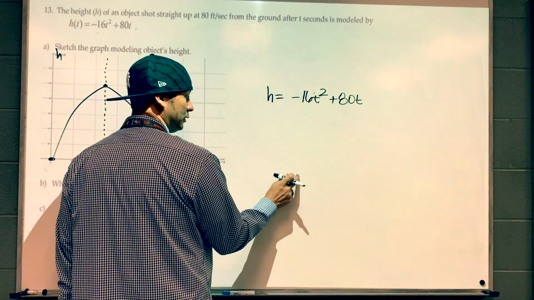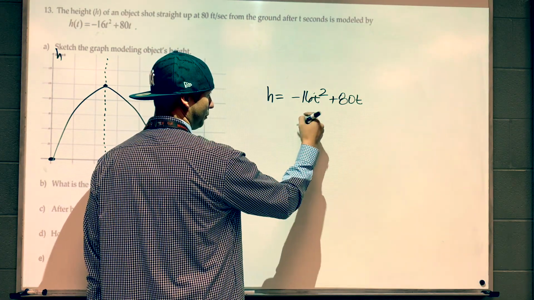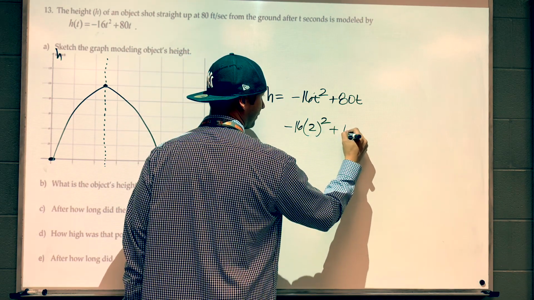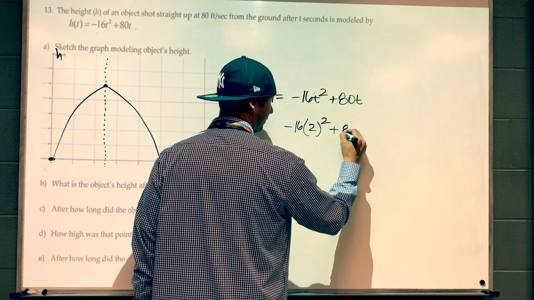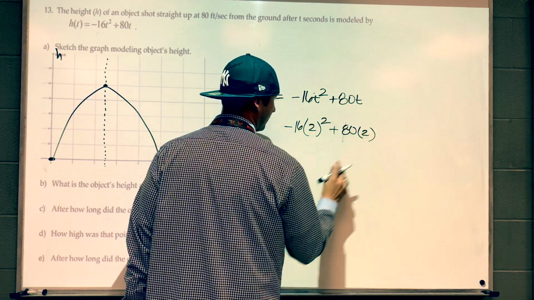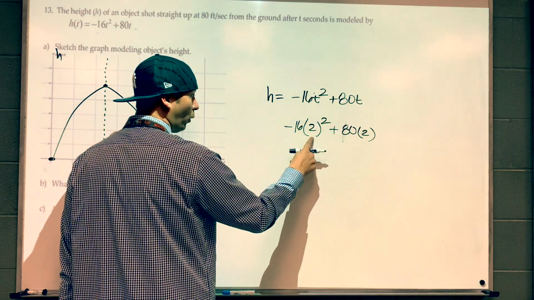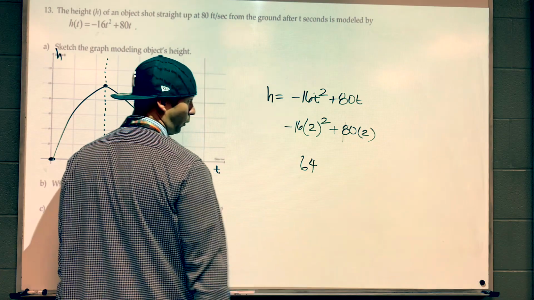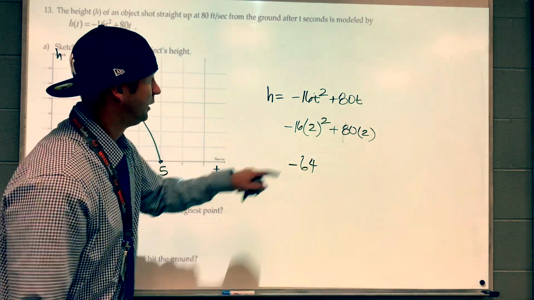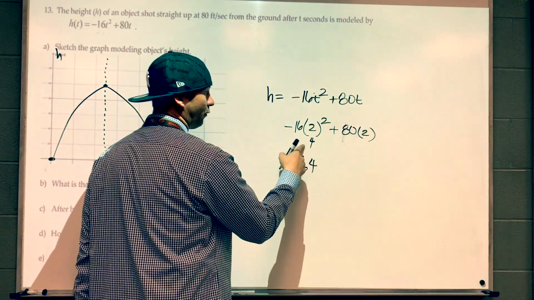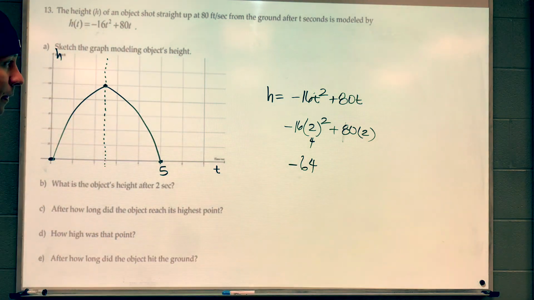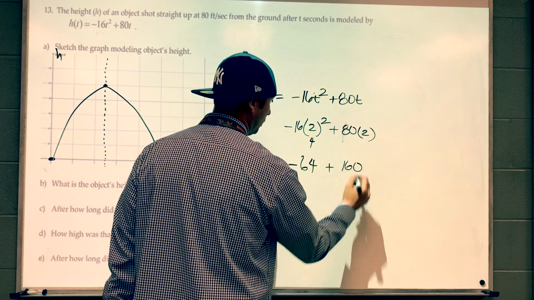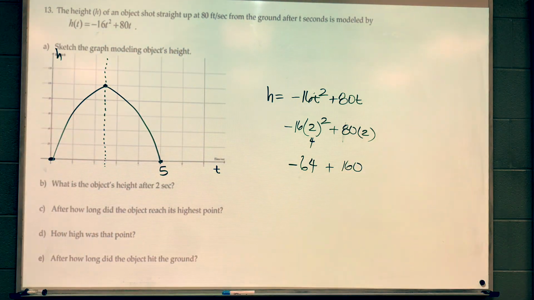I probably could have used the factored one, but it's fine. So this is going to be 2 squared is 4. 4 times 16 is 64. Right, this is 2 squared is 4, 4 times 16 is 64. Plus 80 times 2 is 160.